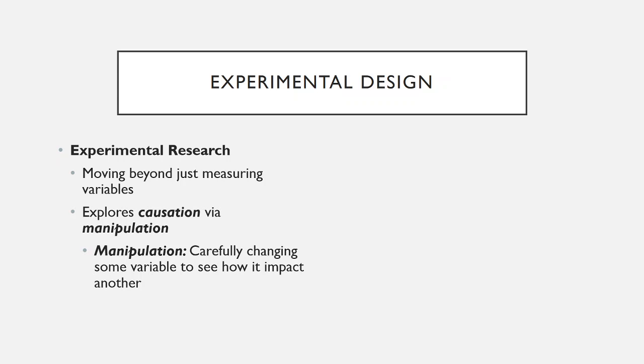So in your 293 projects, when you just had a self-report scale where people told you how much self-esteem they had, how happy they were, how much they used social media, you're just measuring the extent of that variable. The manipulation of a variable is when you, the researcher, carefully try to change something about the variable to see how it can impact a second variable. So this is the process of what we call manipulation.